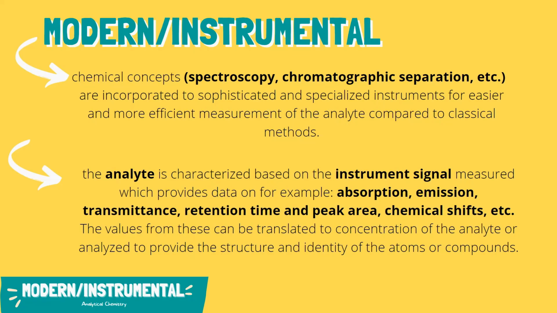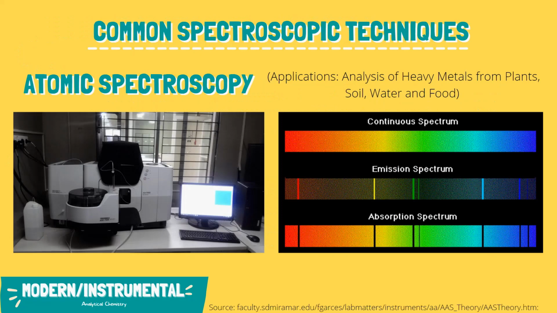Some of the common spectroscopic techniques are atomic spectroscopy. This is the actual image of the instrument, which is being applied in the analysis of heavy metals from plants, soil, water, and food. The main concept of atomic spectroscopy is based on the fact that when you shed a continuous spectrum to an atom, it has a unique emission spectrum and absorption spectrum, which you can use to identify that certain atom, and you can use the instrument signal in the quantification of those atomic species.